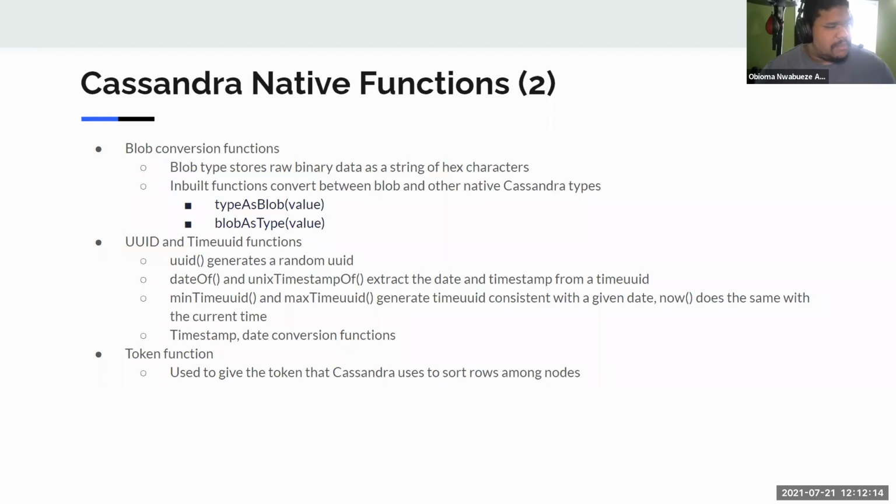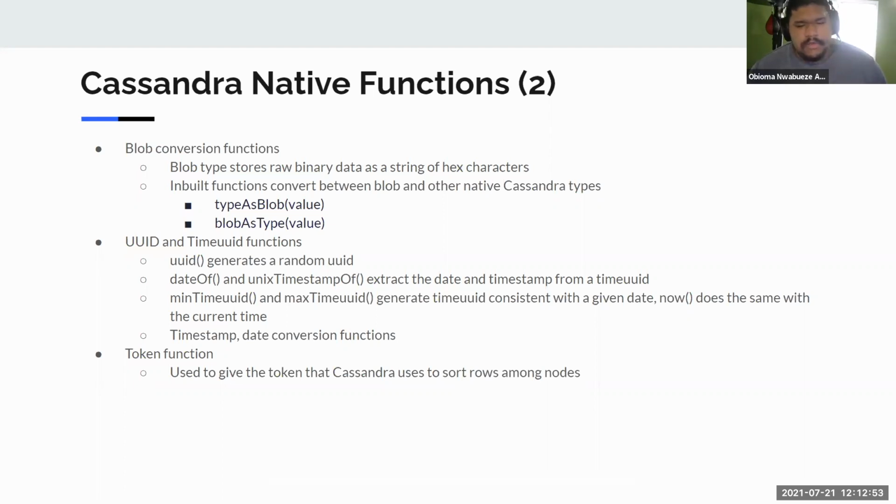So first is the blob conversion functions. In Cassandra, the blob type stores raw binary data as a string of hex characters. And Cassandra comes with a couple of inbuilt functions to convert values between blob types and other Cassandra native types. So normally blob is used for storing small amounts of binary information like an image or a sound file, which you would then have to translate back and forth to the actual format for display or use on a site.